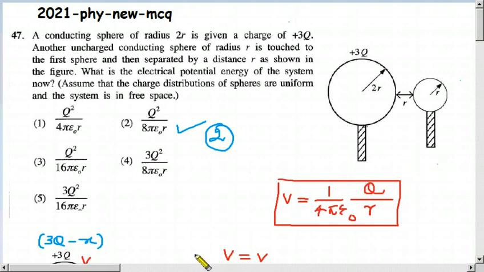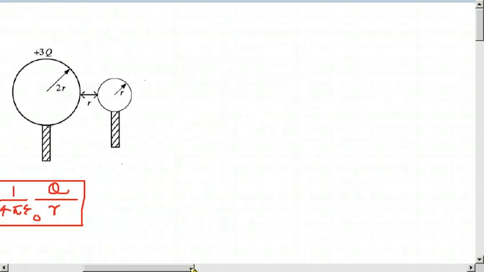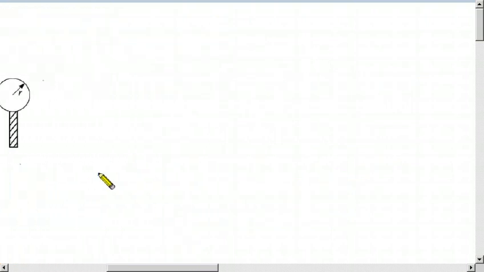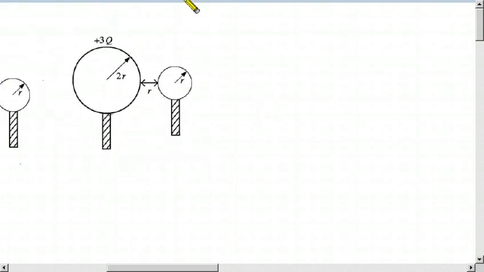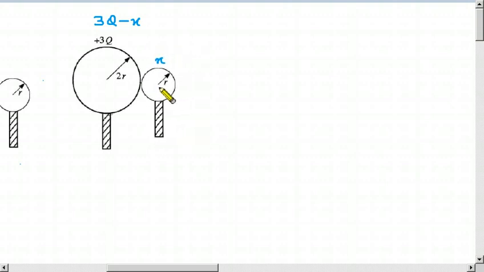So children, before we go to the target question, I have to explain there is another method to get the charges after touching. It is like this. As previously, suppose this one has x charge and this one has 3q minus x after touching them. So we can use the capacitance. Capacitance of a sphere is 4 pi epsilon naught r.